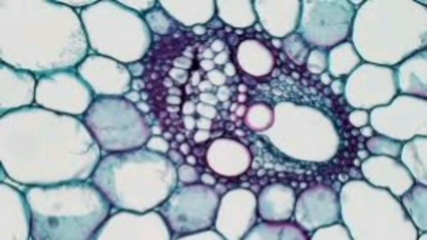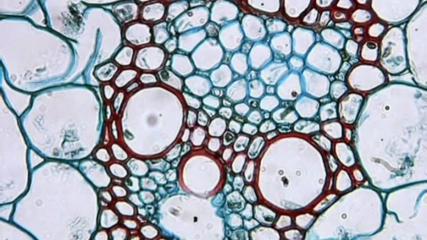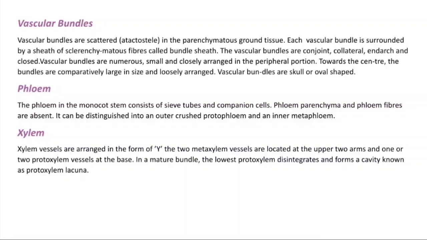Vascular bundles. Vascular bundles are scattered in the parenchymatous ground tissue. Each vascular bundle is surrounded by a sheath of sclerenchymatous fibers called bundle sheath. The vascular bundles are conjoined, collateral, endarch and closed. Vascular bundles are numerous, small and closely arranged in the peripheral portion. Towards the center, the bundles are comparatively large in size and loosely arranged. Vascular bundles are flask or oval shaped.